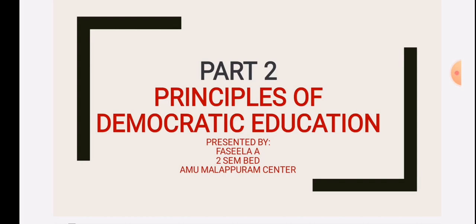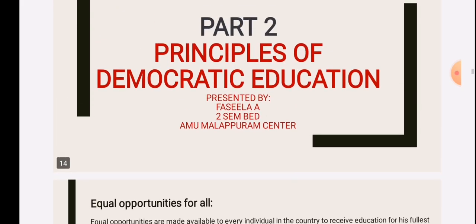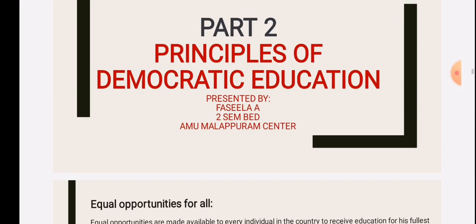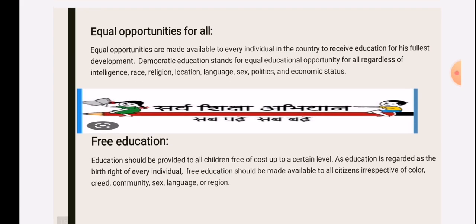My friend Hamna already discussed some basic concepts of democracy. So I am going to deal with the principles of democratic education. Let's start. Principles of democratic education means the basic ideas or ideology of education to keep it in a democratic way. So the first one is equal opportunity for all.